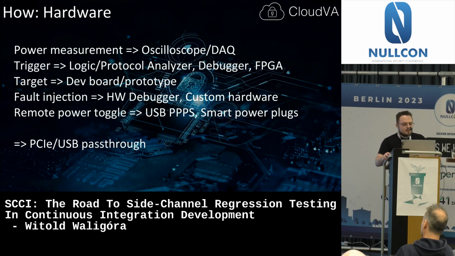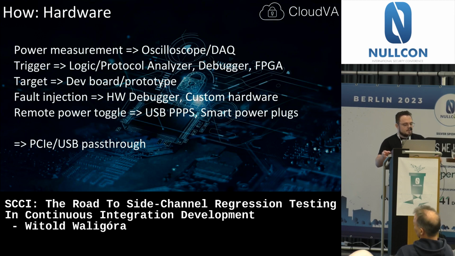The problem with data acquisition cards is they don't pass through nicely. At least we didn't find one that does yet. So they are not stable in PCI pass-through, at least the ones that we tested. You need a trigger, so that would be a logic protocol analyzer, could be a debugger, could be an FPGA. Also, Chip Whisperer has all of these integrated, of course. And then you need a target, so a dev board or a prototype. Once you have that, you can start iterating software.